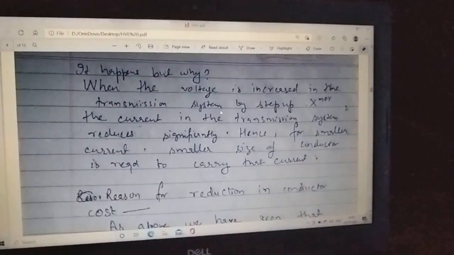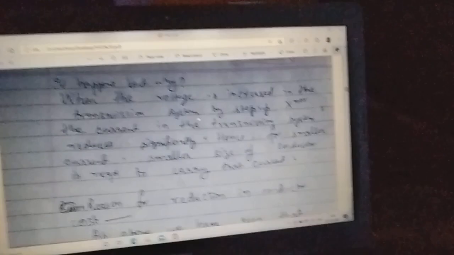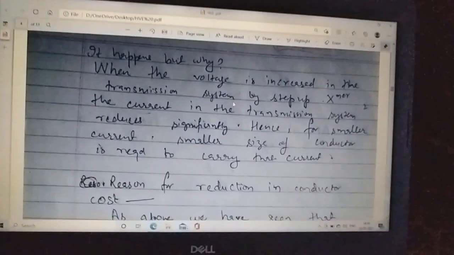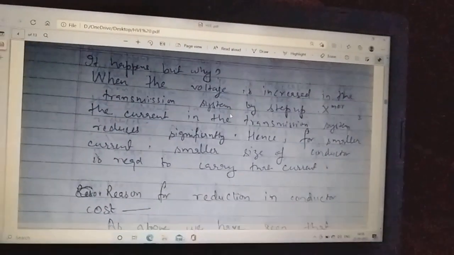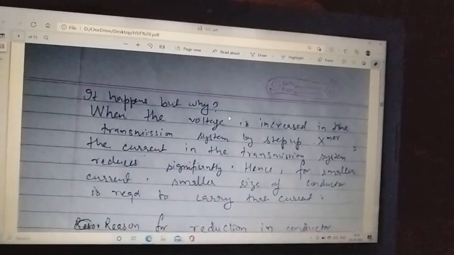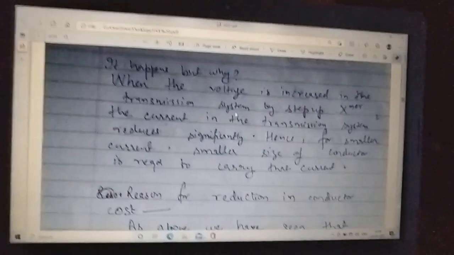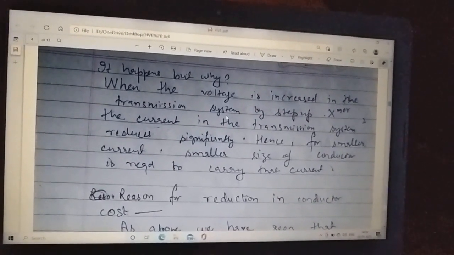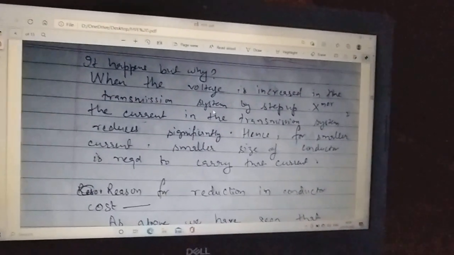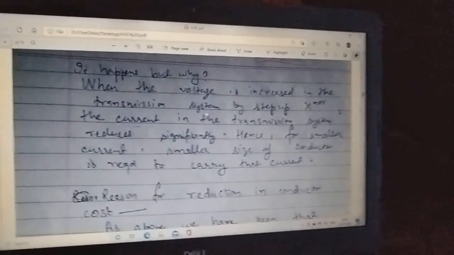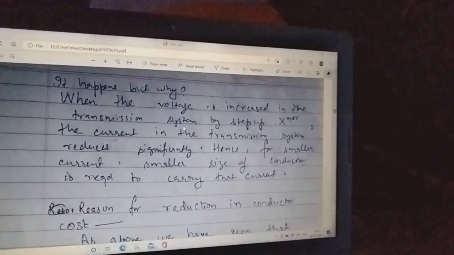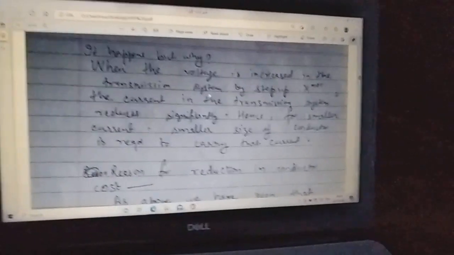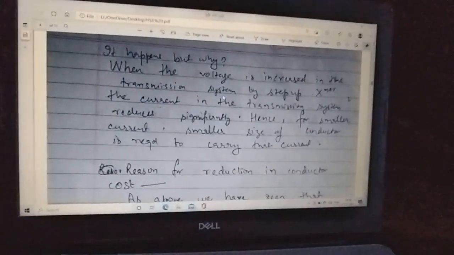So why does this happen? Why, if the supply voltage is high, is the material reduced? When the voltage is increased in the transmission system by a step up transformer, the current in the transmitting system reduces significantly. Hence, for a smaller current, a smaller size of conductor is required to carry that current.